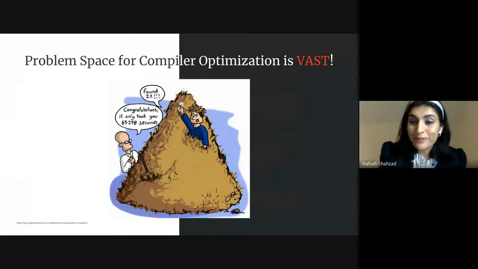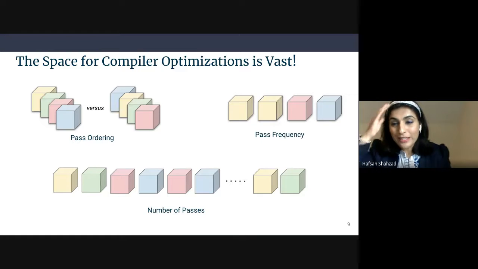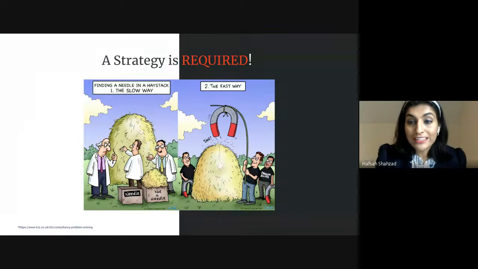Now the thing is that, if we try to address this problem, the problem space for compiler optimization has just so many things that we can worry about. The reason is that, like I told, on the middle end we have a couple of optimizations that we apply on top of our intermediate representation of the code. And there are so many ways in which those passes can be applied to a simple code. We can change the pass ordering, we can change the frequency of passes, we can change the number of passes which are applied. So there are so many ways in which passes can be varied in order to enhance the performance. So a strategy is needed in order to come up with a plan of how we can do it. And if we move to the next slide, please.